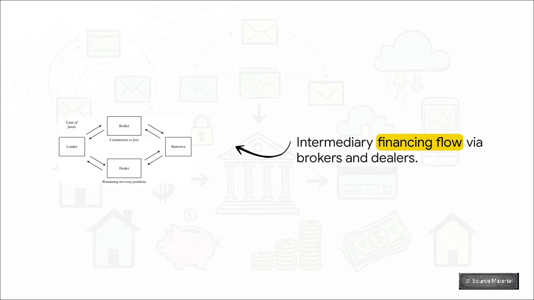But then you have dealers or market makers. These guys actually take cash positions directly onto their own books to quote two-way prices. The dealers are the ones actively absorbing the risk to keep the entire market moving smoothly.